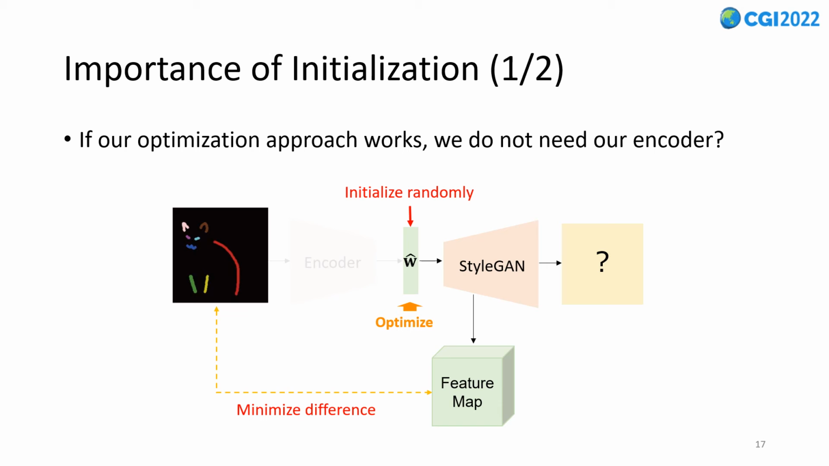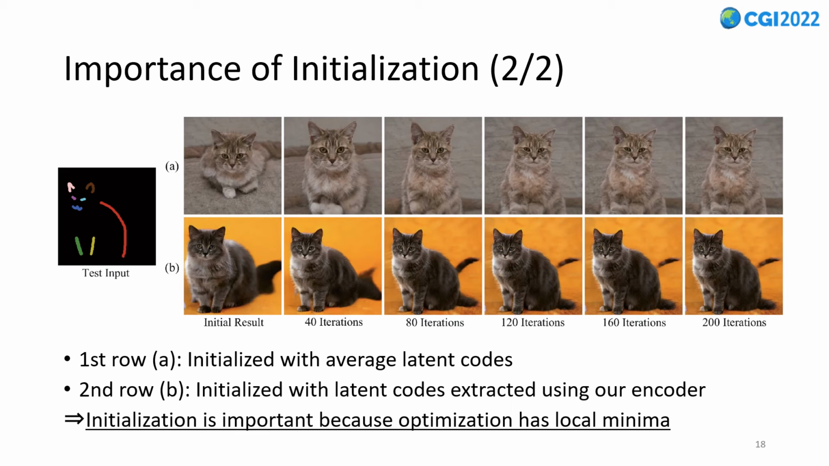Now we can obtain plausible images via optimization, so the next question arises. If our optimization approach works, we do not need our encoder. In other words, can we obtain plausible images by optimizing randomly initialized latent codes? To answer this question, we verify the effectiveness of initialization.